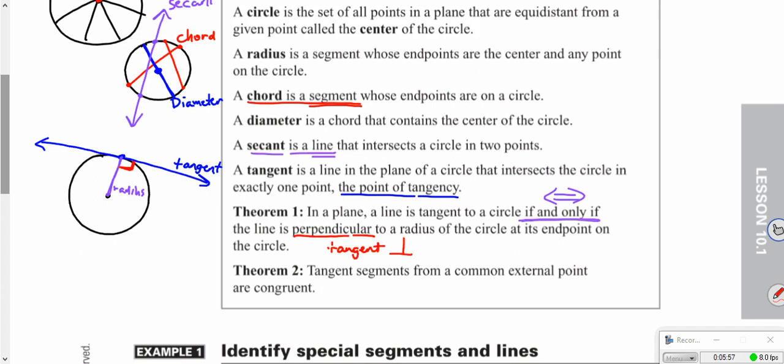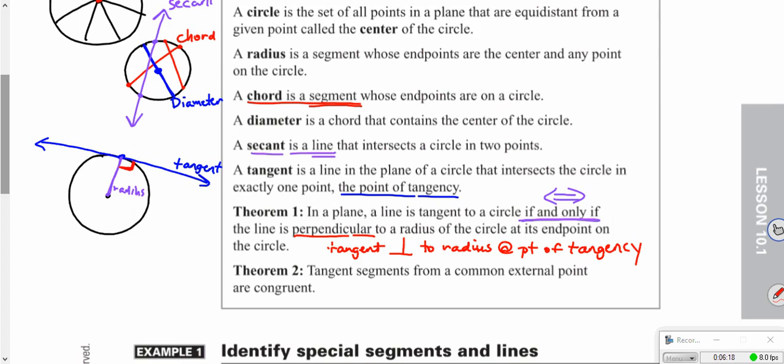So tangent is perpendicular to the radius at the point of tangency. Okay, that's what that's telling us. The tangent line is perpendicular to the radius at the point of tangency.